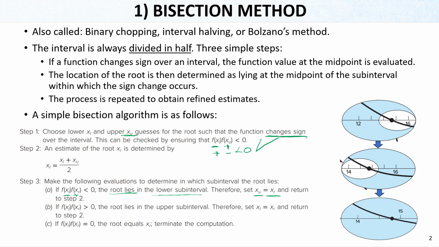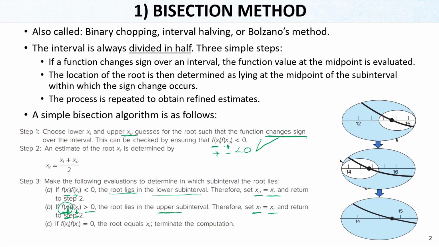The other alternative is that the multiplication of these can be positive, which means these both are positive or both are negative. That means the root lies in the upper side, because we multiplied with the lower side and it was greater than 0, positive. That means the upper side actually has a sign change. That's why, instead of xu, we set xl, the lower bound, as the new midpoint, and xu stays the same.